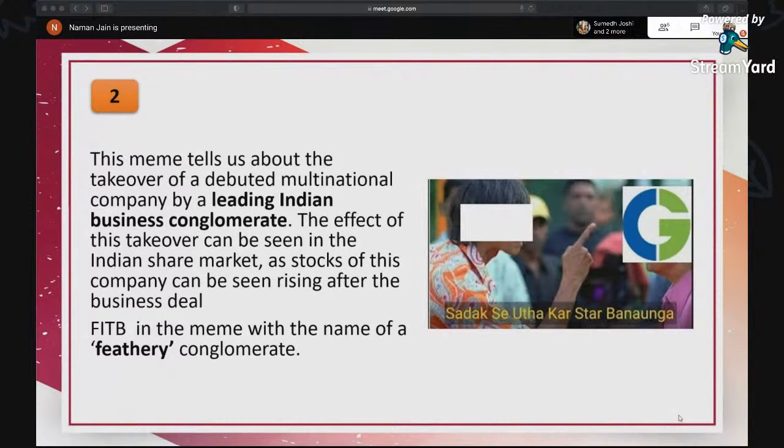So this meme tells about the takeover of a multinational company by a leading Indian business conglomerate. Fill in the blank in the meme with the name of the conglomerate, a pure business question. You have to identify the logo of the company on the right, and what is blanked is the company we need. The text says, Sadak se utakar star banaunga. So for those who don't know Hindi, it means I will take you to new heights.